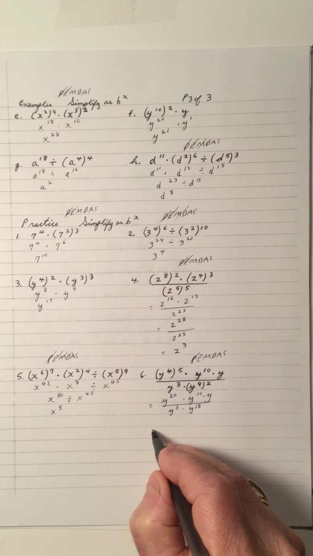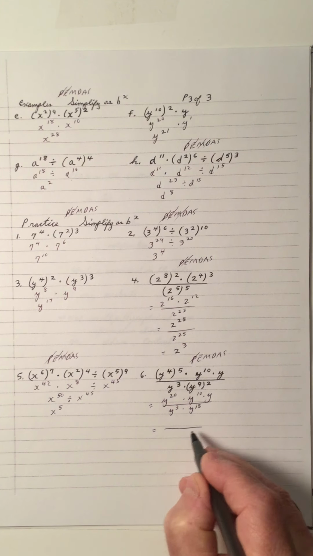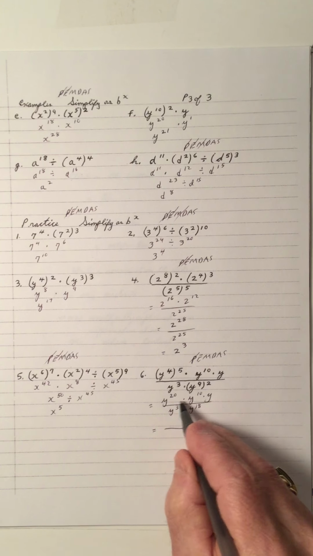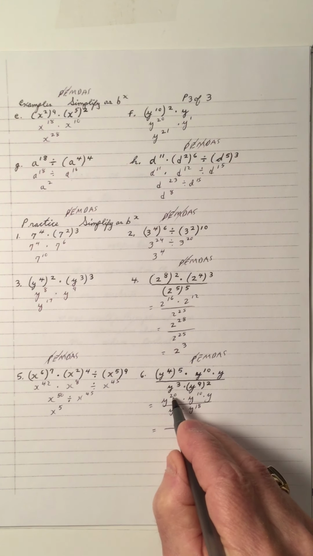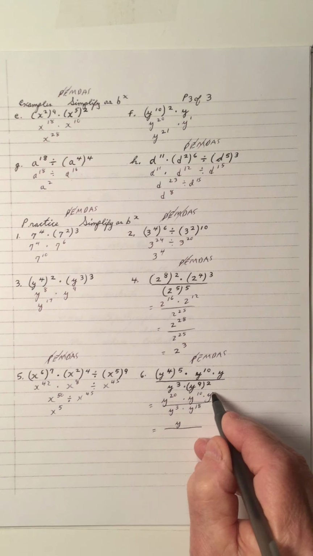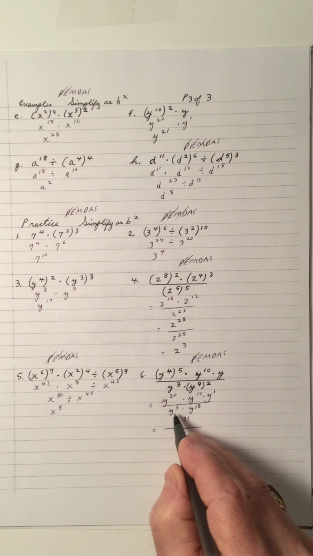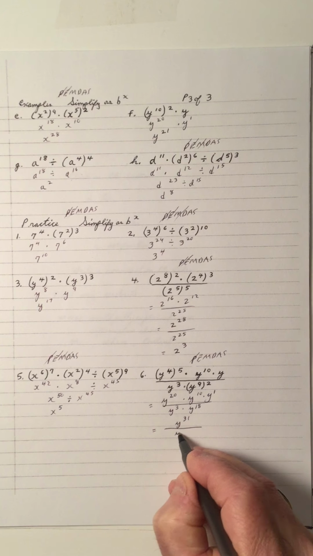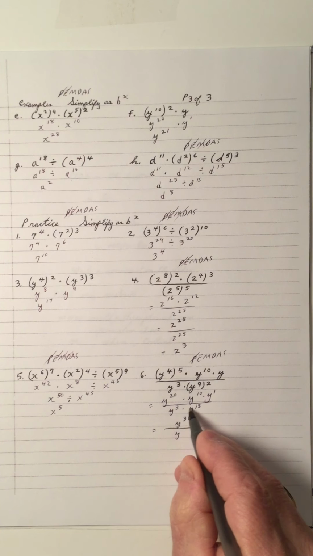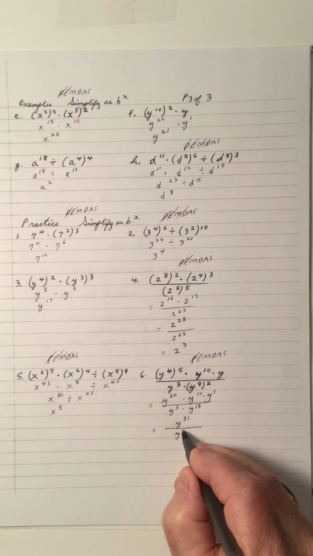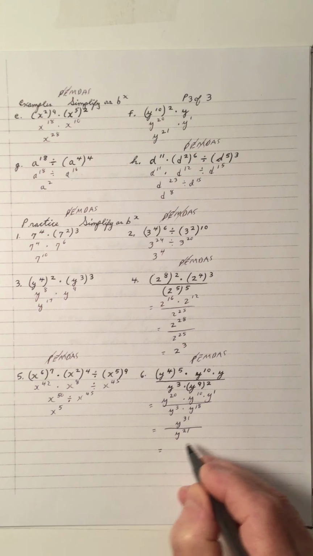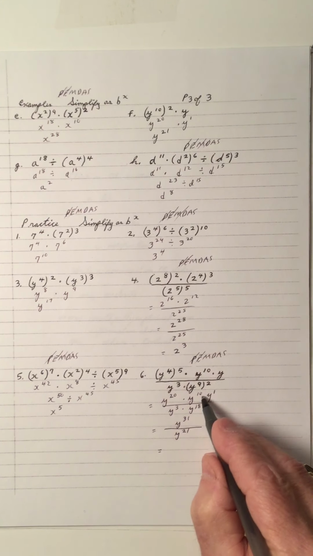Got that done? Let's simplify the top first and then the bottom. The top is, we're multiplying, so y is the base. 20 plus 10, and that's a 1. So that's a 31. We're multiplying the bottom. Y is the base. So because we're multiplying, we add to get 21. That's done.